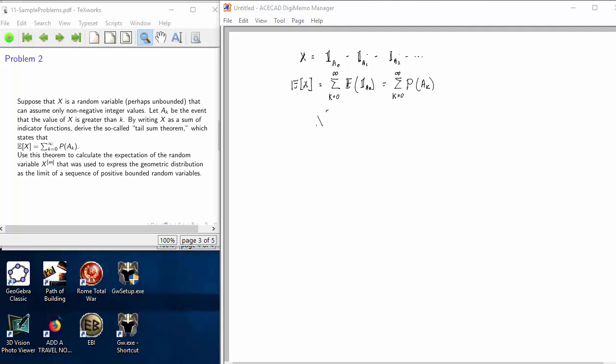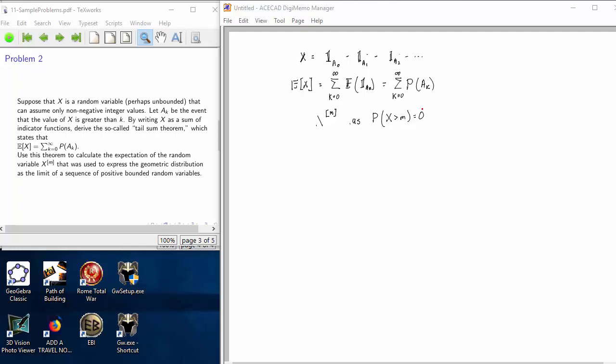Now, the way we make unbounded random variables out of bounded random variables is by making out of x the random variable x super m, and this is redefined so that the probability that x is greater than m is equal to 0. In other words, if the value of x would be greater than m, we change that value to m.